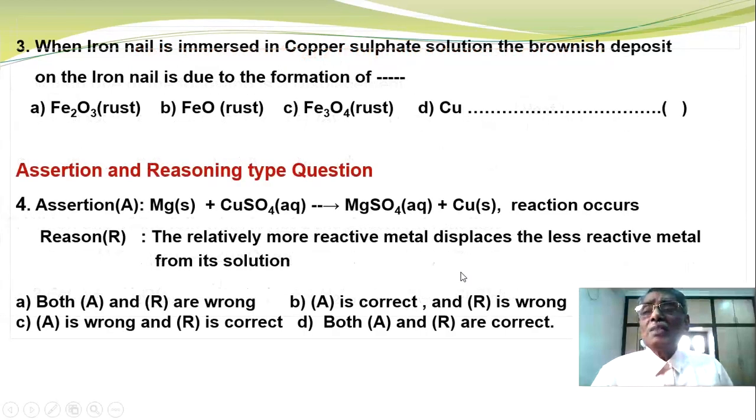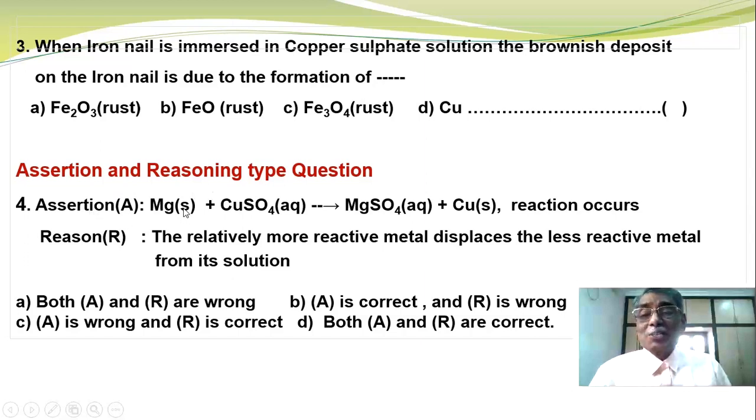Then third question, when iron nail is immersed in copper sulfate solution, the brown deposit on the iron nail is due to the formation of: option A, Fe2O3 rust, option B, FeO rust, option C, Fe3O4 rust, option D, Cu.